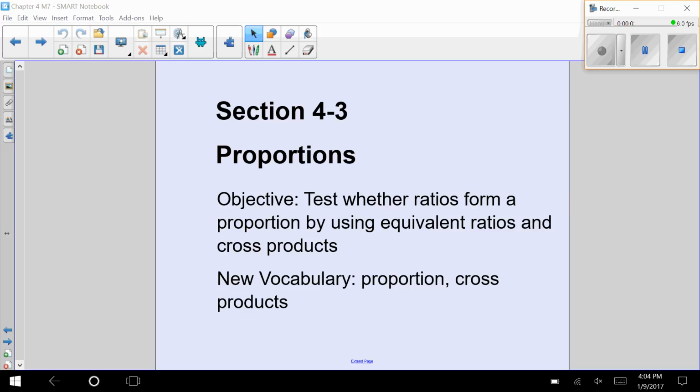This is section 4.3, proportions. Our objective today is to test whether ratios form a proportion by using equivalent ratios and cross products.